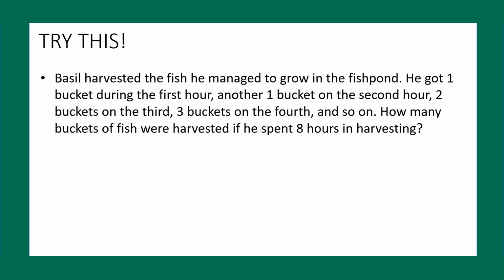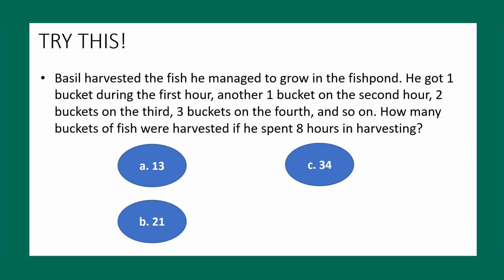Now for the last problem, Basil harvested the fish he managed to grow in the fish pond. He got one bucket during the first hour, another one bucket on the second hour, two buckets on the third, three buckets on the fourth, and so on. How many buckets of fish were harvested if he spent 8 hours in harvesting? Is it A, 13, B, 21, C, 34, or D, 54?